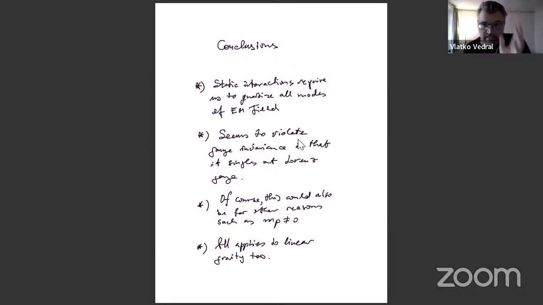So basically, static interactions, according to this logic, if you follow the principles that I mentioned, also require us to introduce all four modes of the electromagnetic field. You need to quantize them as well, because as soon as you have a superposition of sources, then the field must inherit this kind of superposition, you know, the Schrodinger cat kind of experiment.